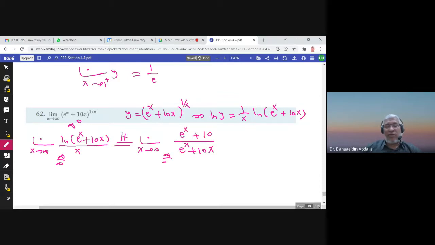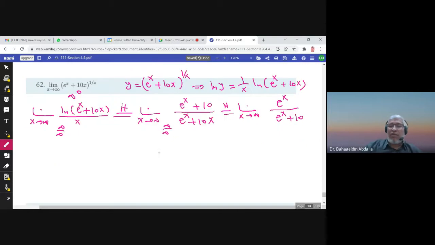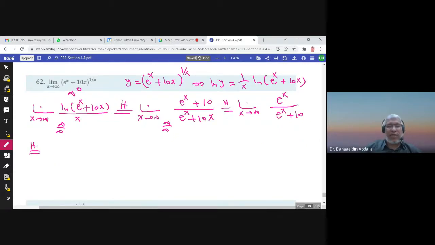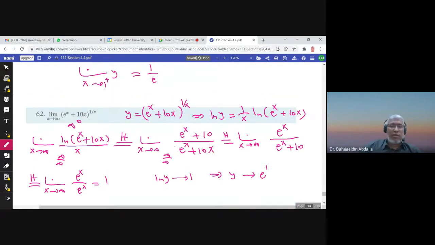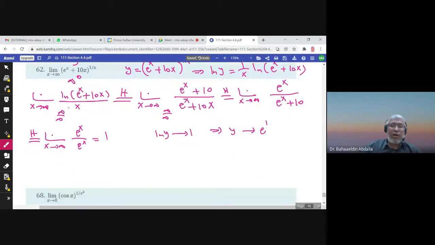Infinity over infinity. Use L'Hopital's again. e^x over e^x plus 10. Infinity over infinity. Use L'Hopital's again. Now e to the power x over e to the power x is just 1. So ln y goes to 1. y goes to e to the power 1. So limit y when x goes to infinity is e.